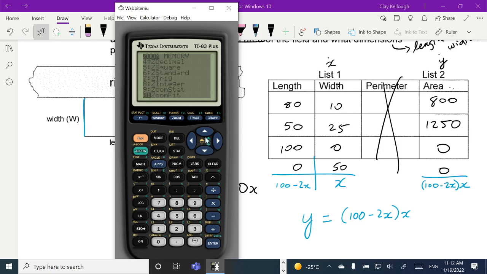Zoom stat would be good, maybe. Zoom stat, because we're doing a stats graph. And there we go. There's all the dots. It gave me all the dots. Now, what's the TI version of a regression? You go to stat, calculate a quadratic regression, number 5. But you have to tell it that you want list 1 for X, comma, and list 2 for Y. And then when you hit enter, it does the same thing Desmos did. It tells you that A is -2, B is 100, and C is 0.